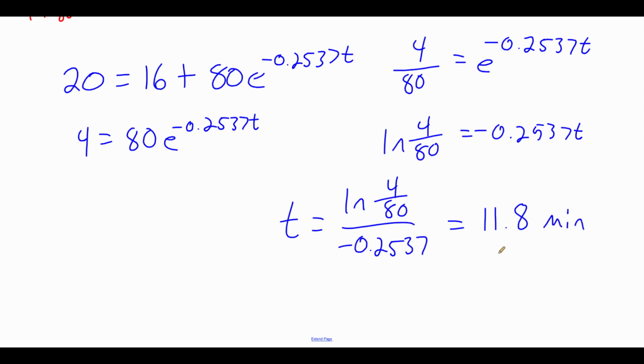Now if I wanted to convert this into time instead of just being 0.8, what I would do is I would take the 0.8 times 60, since there's 60 seconds in a minute, so we'd get 11 minutes and 48 seconds.